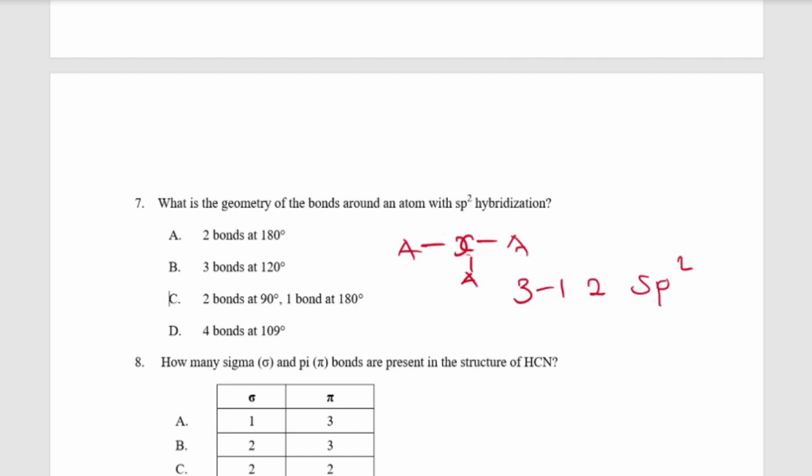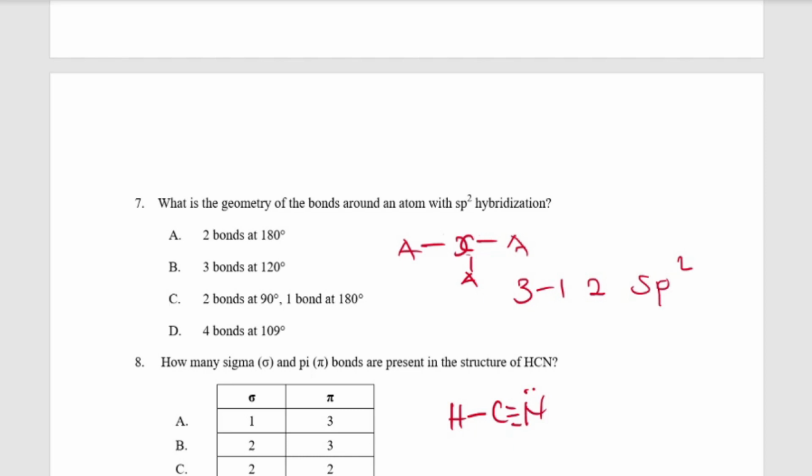So question number 8 says, how many sigma and pi bonds are present in the structure of hydrogen cyanide? So what we have to do first is to draw the Lewis structure of hydrogen cyanide. So hydrogen cyanide. Hydrogen makes only one bond. And 1, 2, 3, 1, 2, 3, 8. So we have a lone pair on the nitrogen atom.